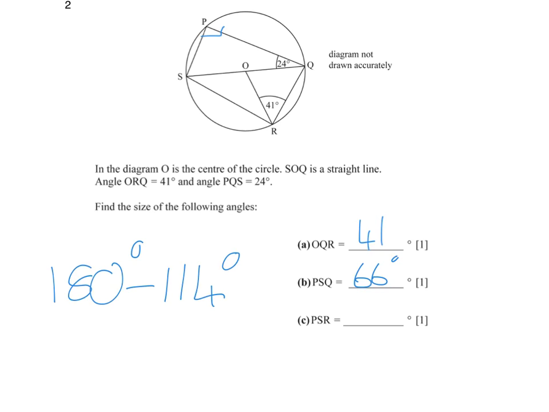Finally, we know that angle SRQ is also a right angle because it's subtended by the diameter. If we know that this portion is 41, then this portion must be 49. And because, again, this will be an isosceles triangle, this portion is also 49. If we know that that is 66 and that that is 49, we simply add them together to get PSR. So we do 66 plus 49 equals 115 degrees.